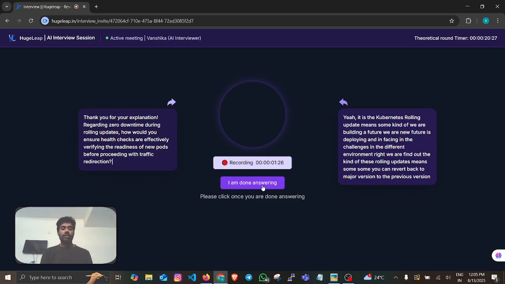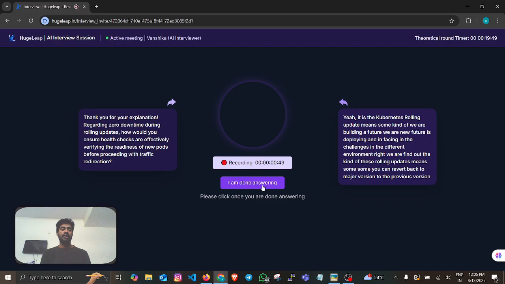You are asking how we would ensure the health checks, readiness and liveness probes are there. We have readiness probes. We check the health and reach of that particular traffic, so the health checks effectively verify the readiness of the new pods before the traffic is redirected. That is how we find out whether the pod is healthy or not.